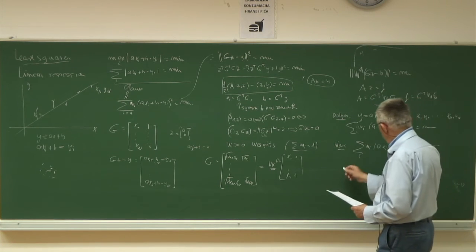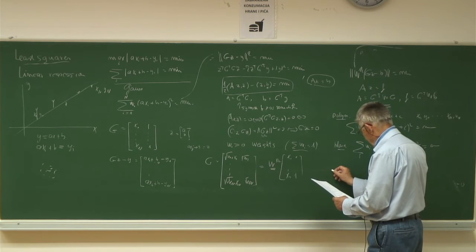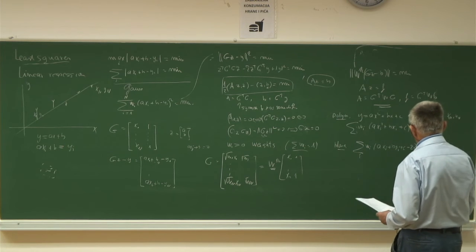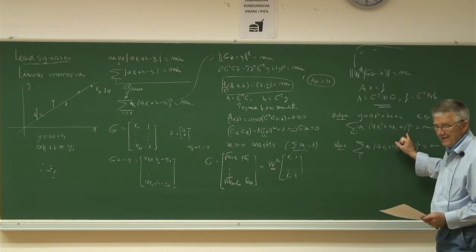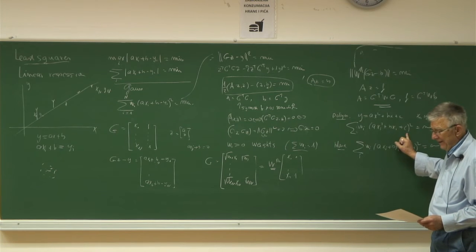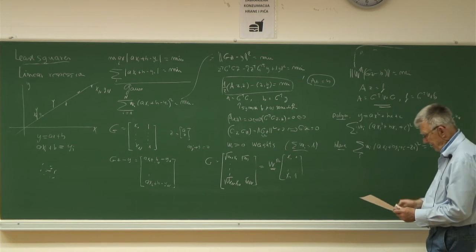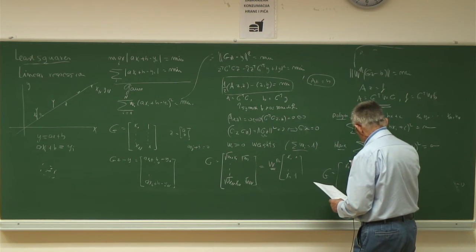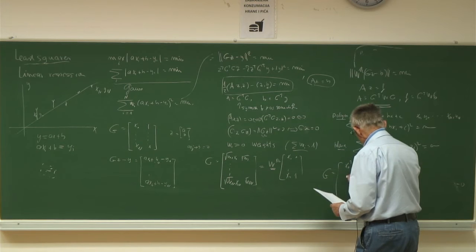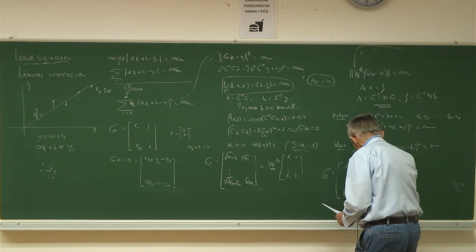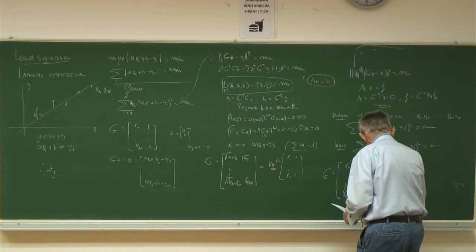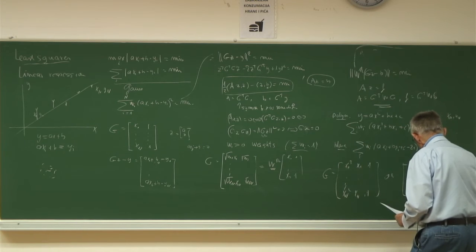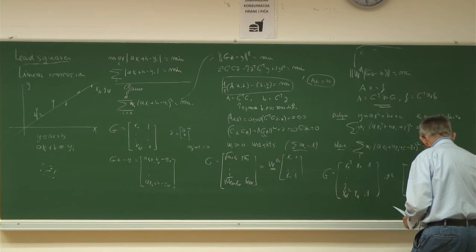So in the first case we have the matrix... in every case you have to fit three parameters, although this is in the plane, it is in the space. You have a, b, and c. So now your G will be either x1 squared, x1, 1, ..., xn squared, xn, 1, or x1, y1, 1, ..., xn, yn, 1.